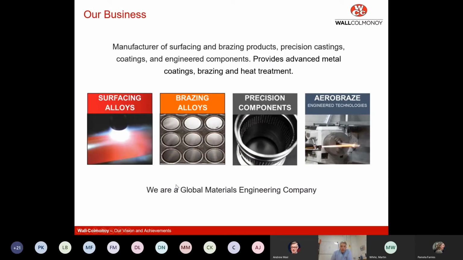Again, I've touched base on some of these, some images really to show you what we're up to. So we are a global materials engineering company. You can see some of the coating technologies there, some of the parts that we produce via our business units, and some of the ways that we can do some novel coating on certain materials in aerobraze. And that nice image you see in aerobraze is a high velocity oxy-fuel coating manufacturing process.